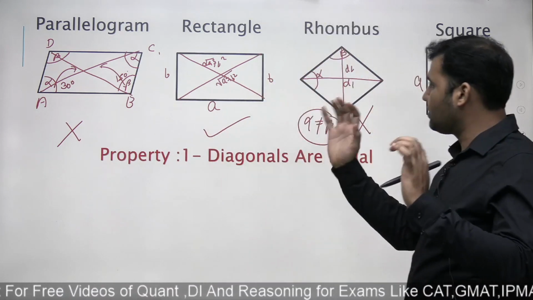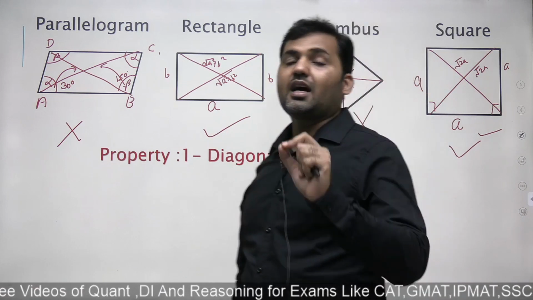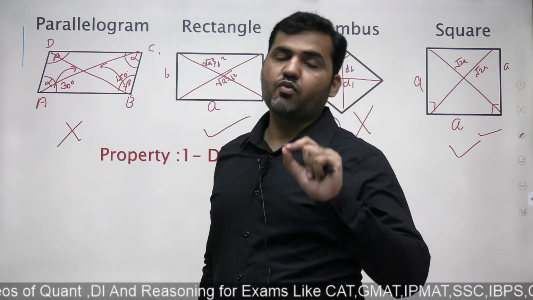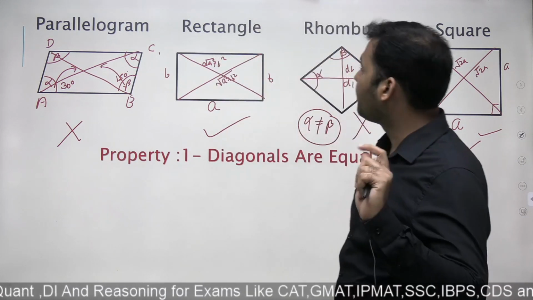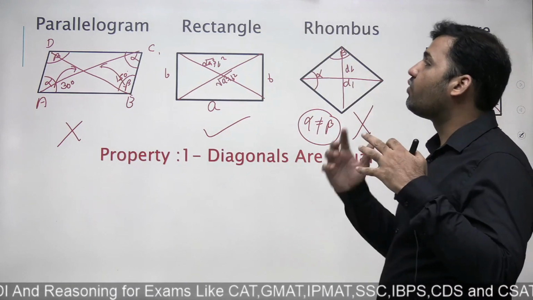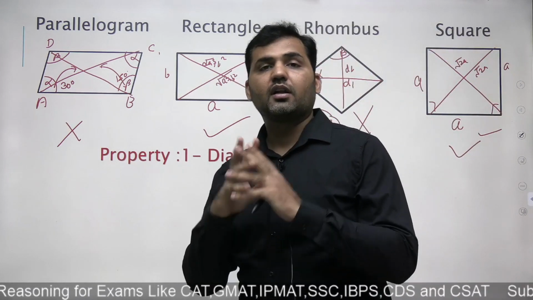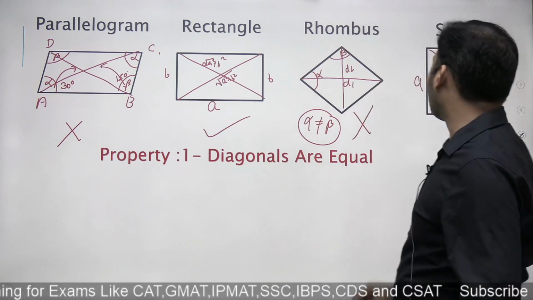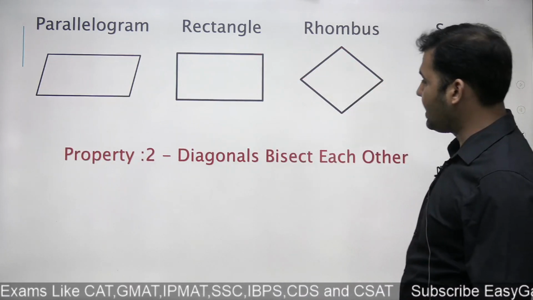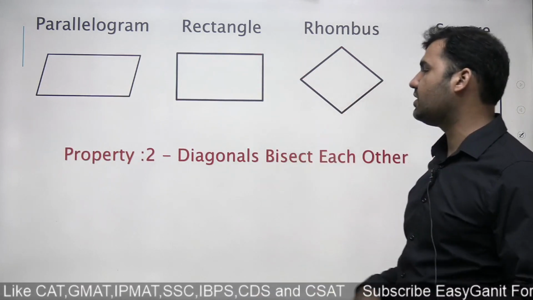Okay, आपको individually cram नहीं करना है ये, right? आपको with logic पता होना चाहिए why the diagonals will be equal for rectangle and square and why it will not be equal for parallelogram and rhombus. Now the next property is that diagonals bisect each other.